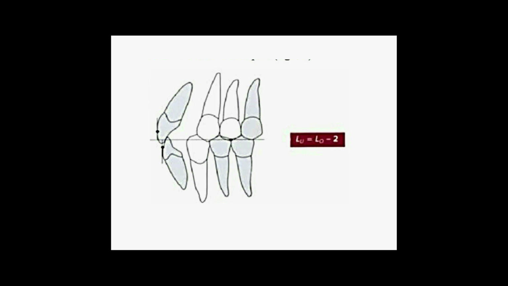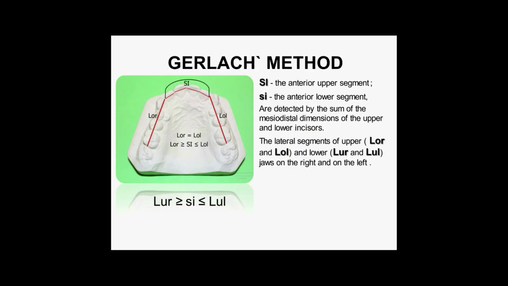Kohlhaas compiled a table of anterior upper dentition length values for various sums of the width of the four upper incisors. The figures reduced by 2 mm, corresponding to the thickness of the upper incisors, can be used to determine the length of the anterior segment of the lower dentition. Then, Gerlach's method.